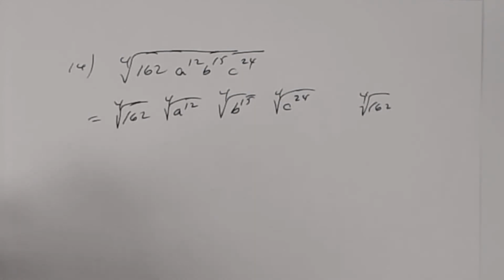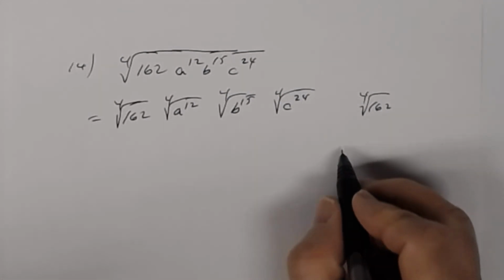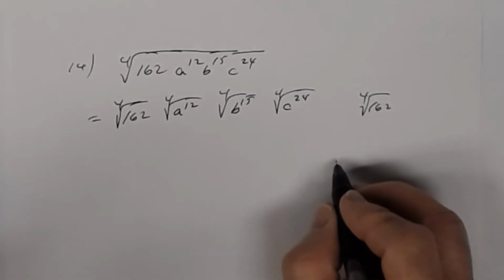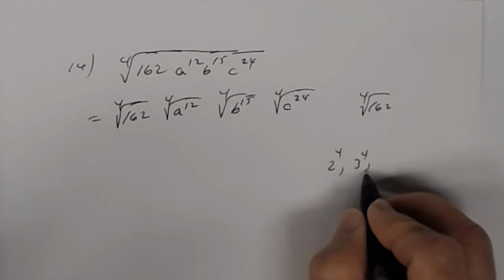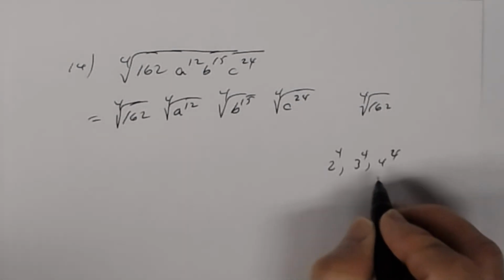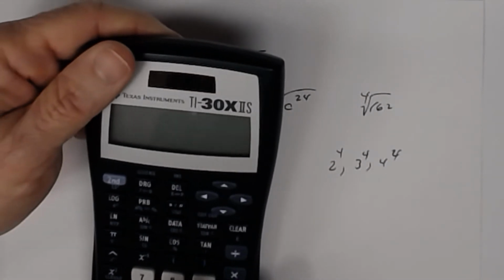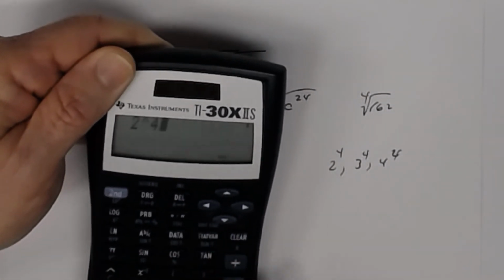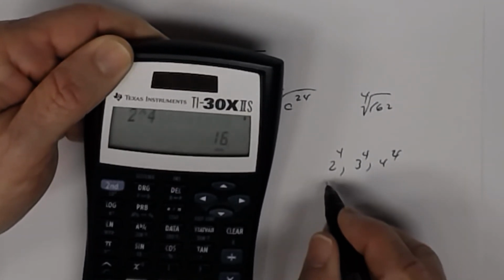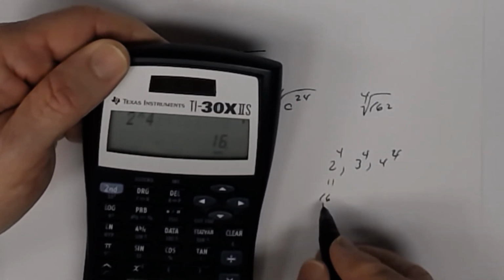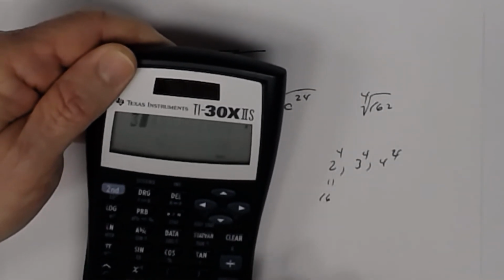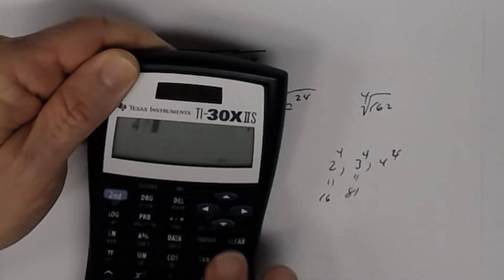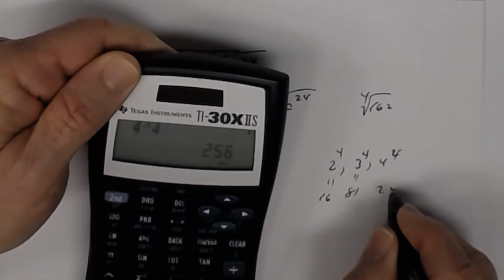All right, so here's the way I would do this. This is hard to deal with because it's fourth. So 2 to the fourth, 3 to the fourth, 4 to the fourth. Let's just look at those. So let's see what 2 to the fourth is. 2 raised to the fourth is 16. So this is a perfect fourth. 3 to the fourth is 81. 4 to the fourth is 256.